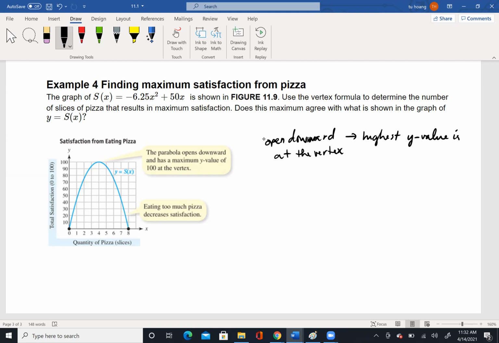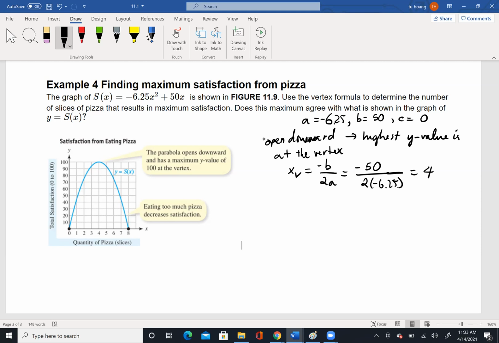In order to find the x vertex, we follow the formula. Before doing that, I need to list out what is A, what is B, and what is C. A in here is negative 6.25. B in here is 50. And C in here is 0 because there is no constant term. Now I'm going to find the vertex x coordinate, which is negative b over 2a, equal to negative 50 over 2 times negative 6.25. You can use a calculator, and that should be equal to 4.